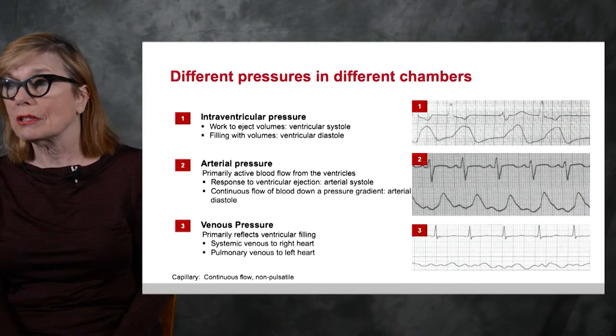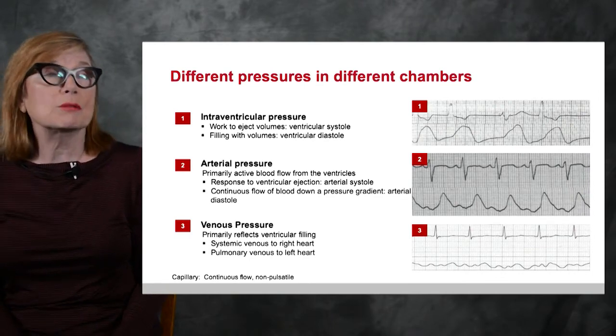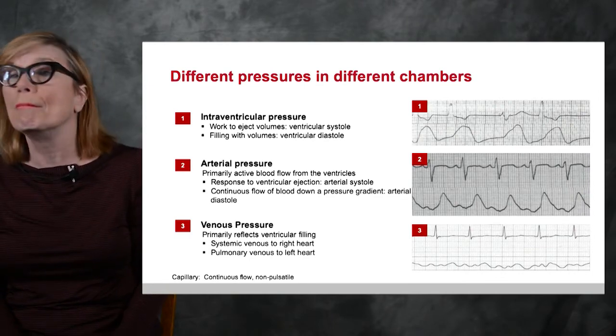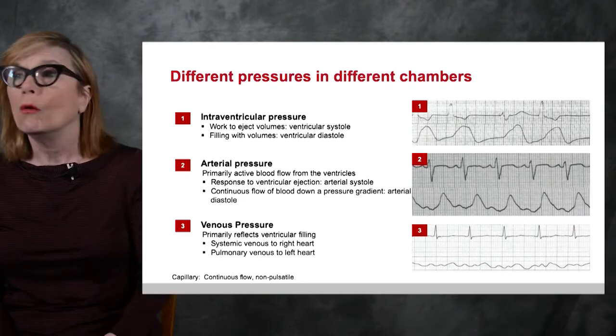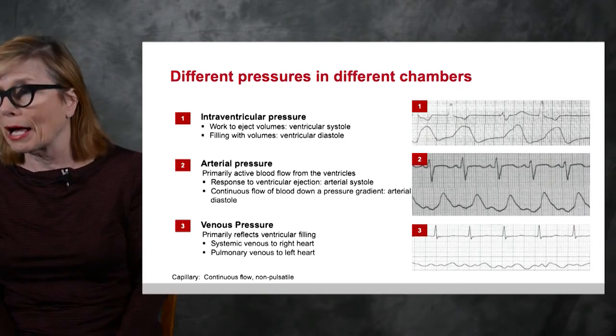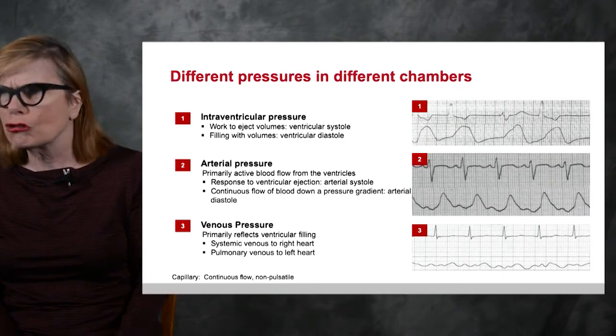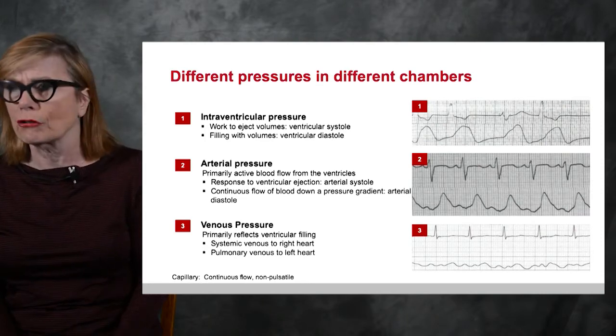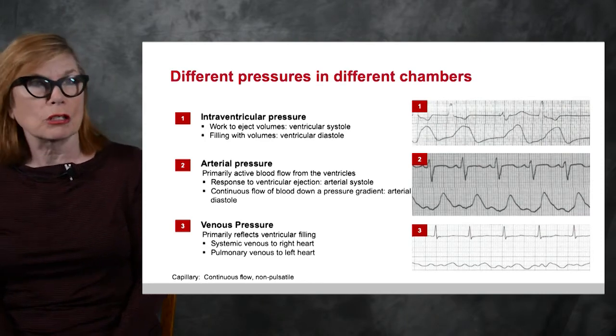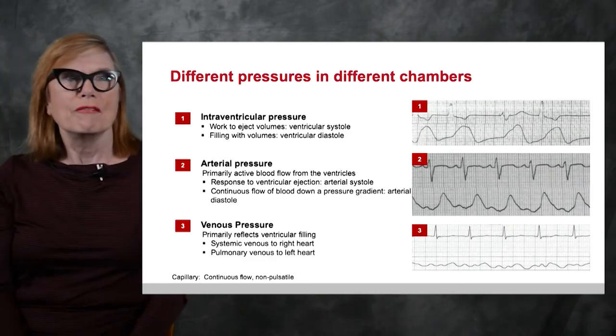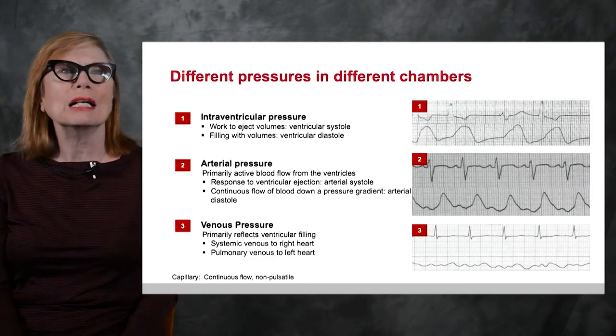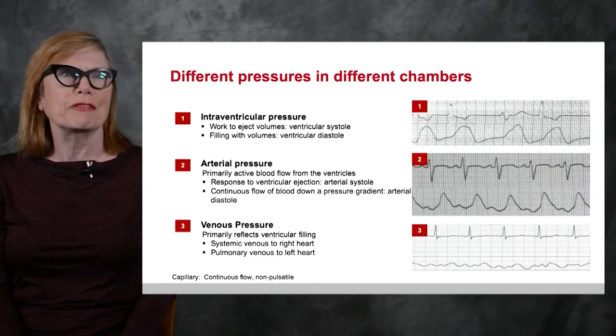And then, of course, is our venous pressure. Venous pressure and arterial pressure are the things we're most constant with whenever we take a look at pressure monitoring in our critically ill patients. So important for us to appreciate and understand. Venous pressure primarily reflects the pressure required to fill the ventricle.